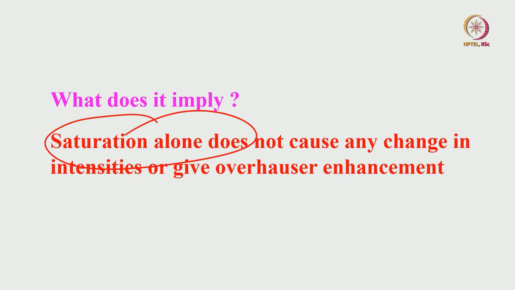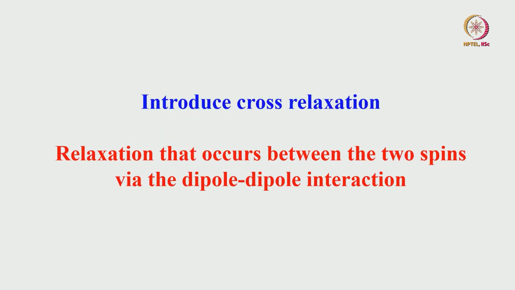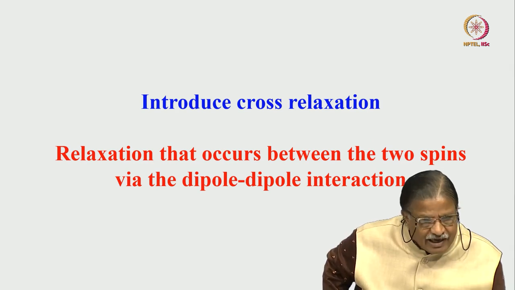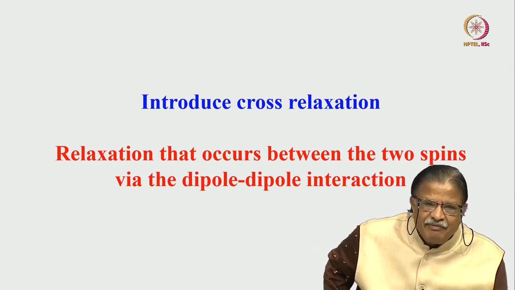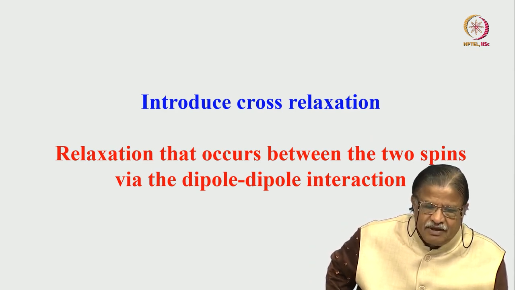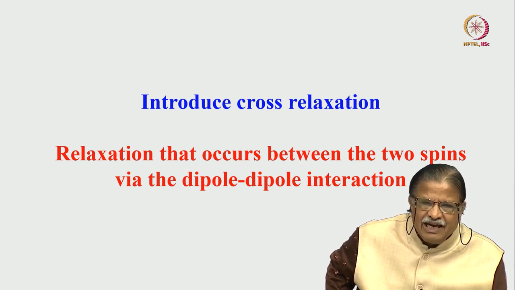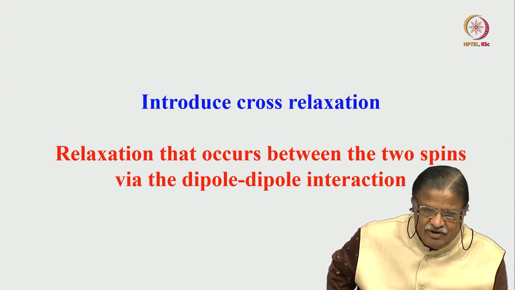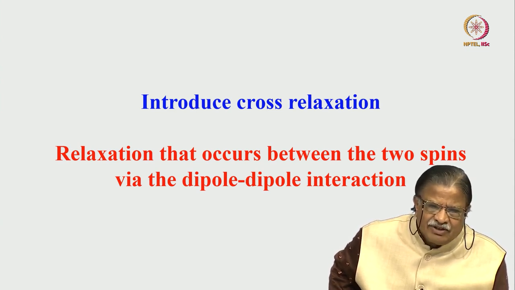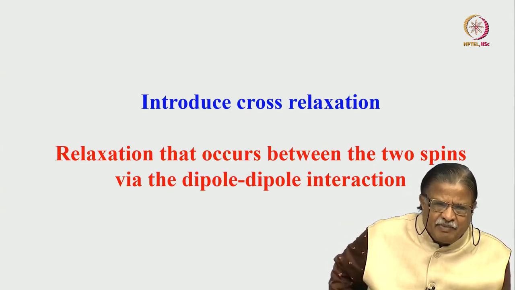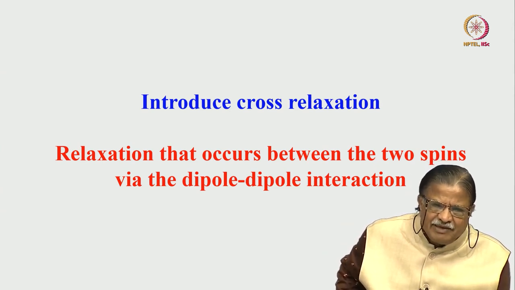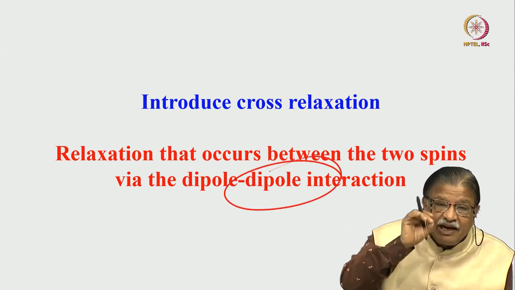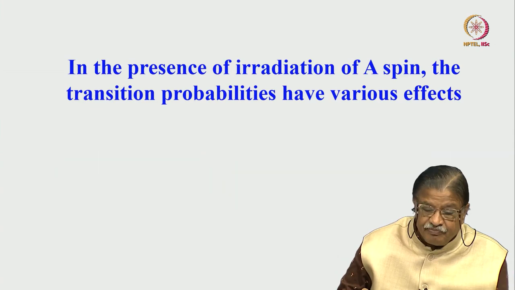Then what do we have to do to get the NOE? Let us do one more trick now. We will saturate, and at the same time, we will introduce what is called cross relaxation. What is cross relaxation? The relaxation that occurs between two spins via dipole-dipole interaction. When we discussed relaxation, I discussed this at a stretch in one of the previous courses. The relaxation that occurs between two spins via dipole-dipole interaction, we will introduce now. Cross relaxation between two spins.